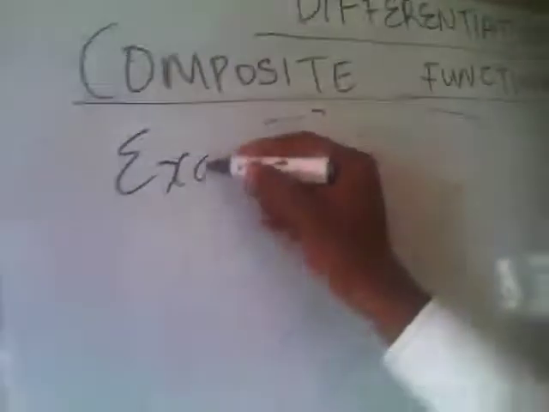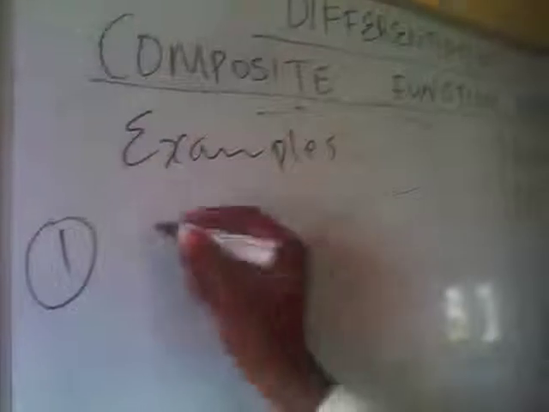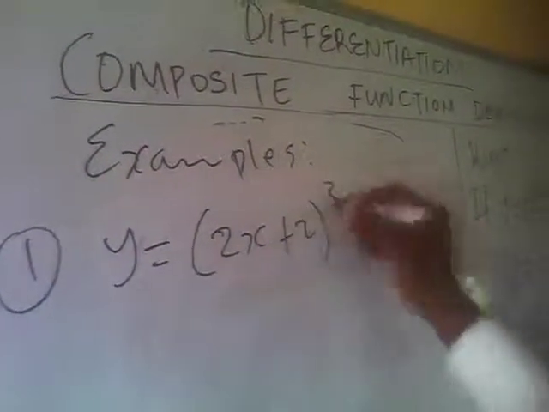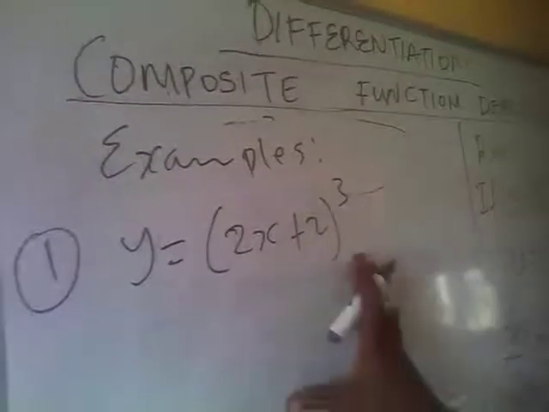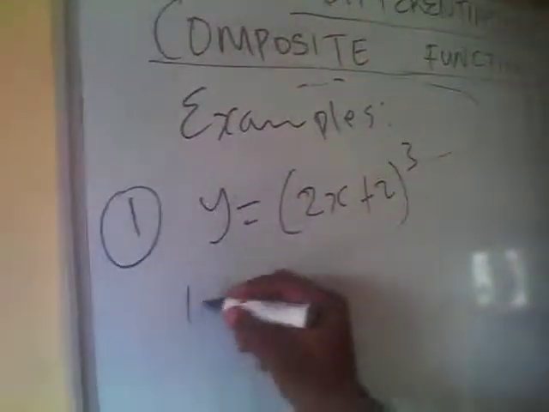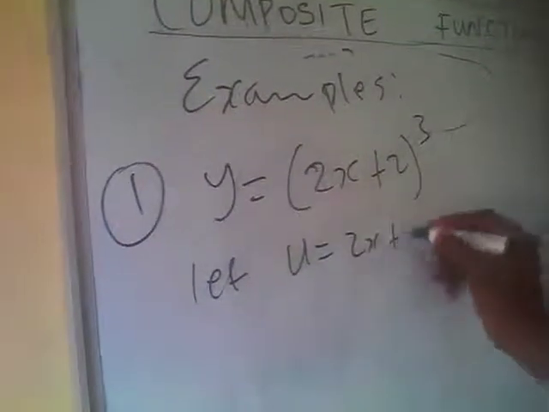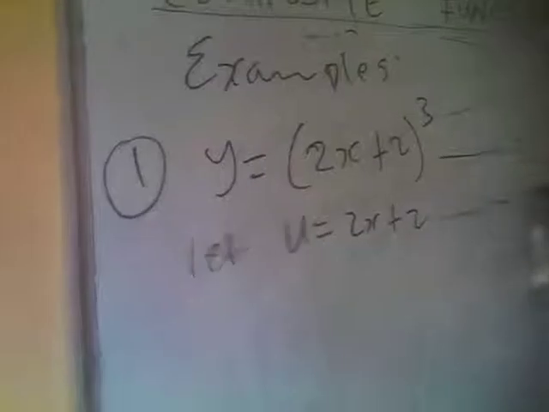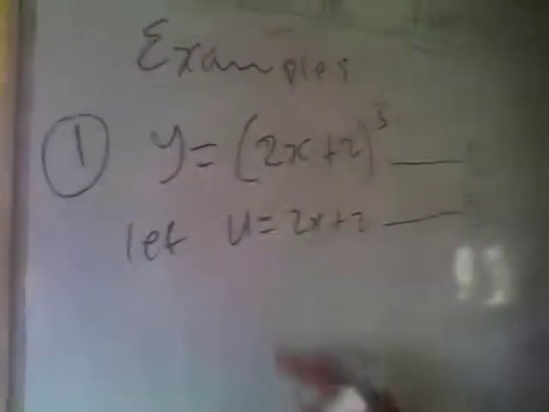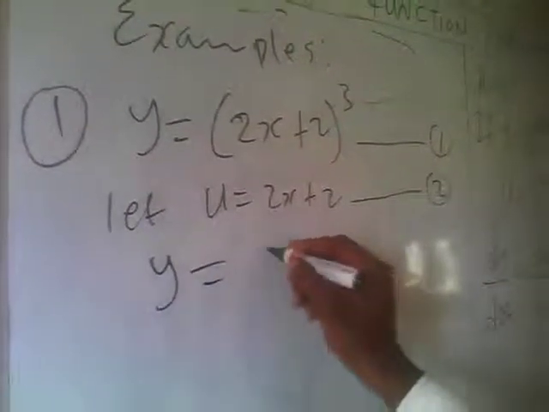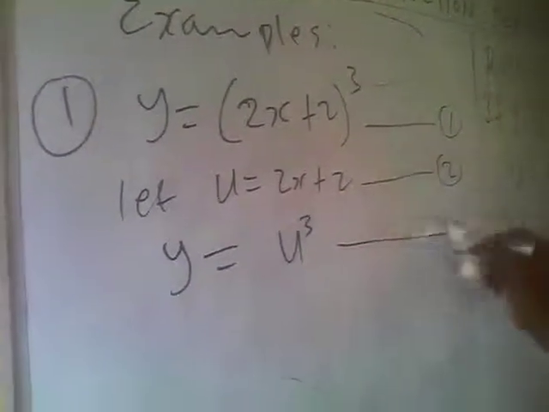For example, example 1, we have y equals (2x + 2) to the power 3. Here we say let u equal 2x + 2. This is equation 2. Now if you relate equation 2 and equation 1, we arrive at y equals u raised to the power 3. That's normal algebra.